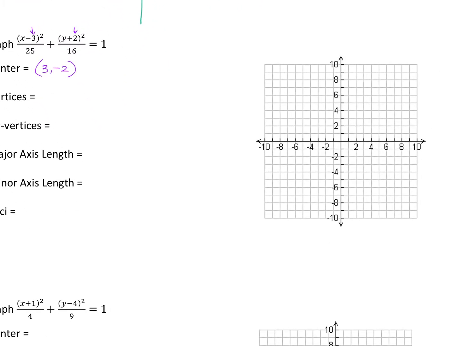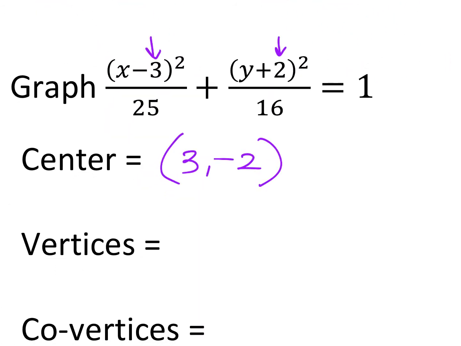I'm going to go ahead and plot that 3, -2. Okay, not 0, 0 anymore. Now we're working from a different spot. So your a value, let's just look at the a value right now. What does a equal? A is 5, okay? Your a value is 5. That means you're going 5 to the left and 5 to the right from here, okay? What's your b value? B is 4. That means you are going 4 up and 4 down from your center, okay?